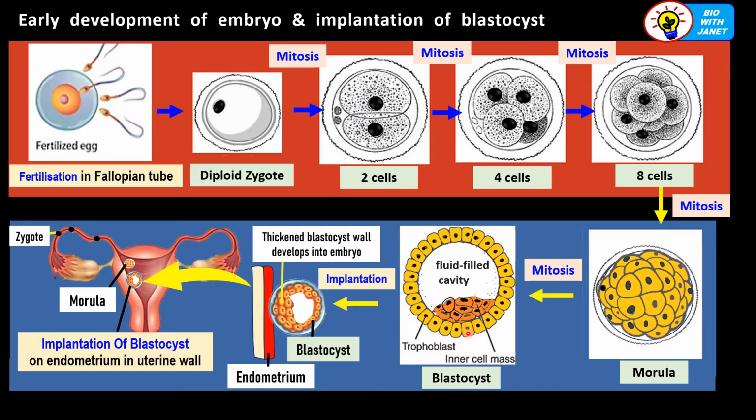So we'll talk about the placenta later. Now, the second part of the blastocyst is the inner cell mass, or the thickened blastocyst wall here, which forms or develops further to form the embryo and then the fetus. Then inside here, there's the fluid-filled cavity, right? So here we see the process of implantation occurring, whereby the blastocyst attaches itself to the endometrium in the wall of the uterus. Implantation of blastocyst on endometrium in uterine wall.